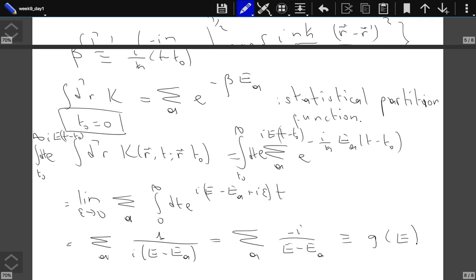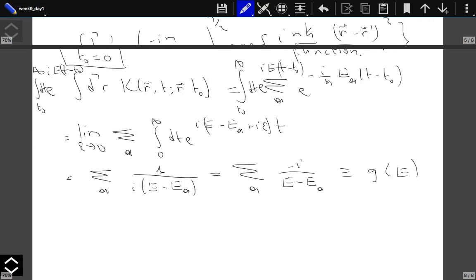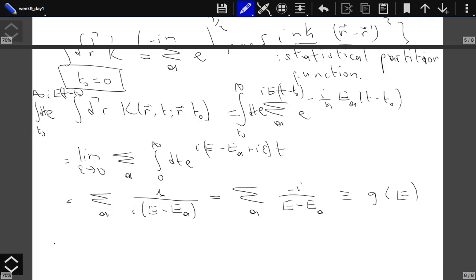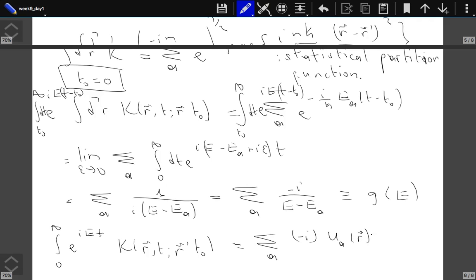In fact, integration over the positions is not really necessary. If you just repeat the same procedure, integrating from 0 to infinity, e to the power i E t, K of r, t, r prime, t0, this is actually sum over A of minus i u_A of r times u_A star of r prime divided by E minus E_A. Just repeat the same procedure.